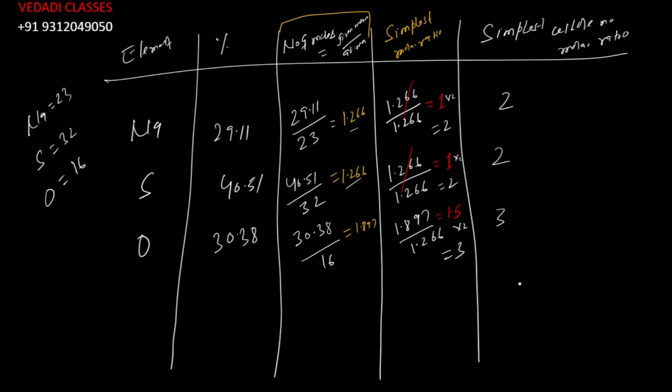So how do you get the empirical formula mass? How do you get the empirical formula? The empirical formula is Na2 for sodium, S2 for sulfur, and O3 for oxygen. So this is the empirical formula of the salt having 2 sodium, 2 sulfur and 3 oxygen. This is the way to find out the empirical formula.